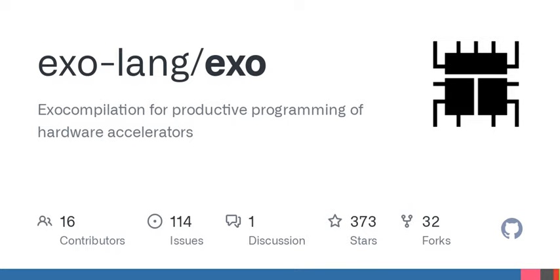Picture it as a tool designed to make coding easier, particularly when it comes to hardware accelerators. If you've ever wished software could communicate more seamlessly with hardware, think graphics cards or other specialized processors, EXO is a bit like that helpful translator. It uses something called exocompilation to help programmers get their code running optimally on these devices. Sounds intriguing, right? To use EXO, you'll need to be running a version of Python that's 3.9 or newer.